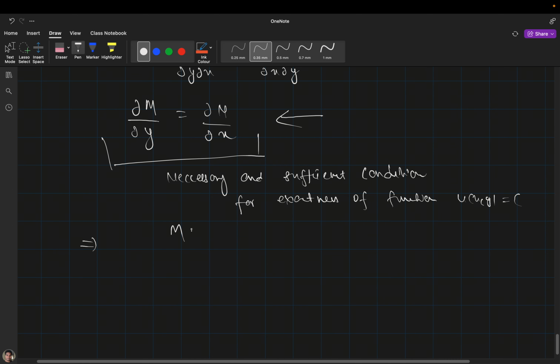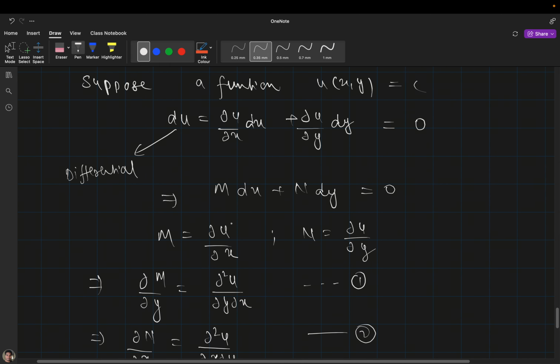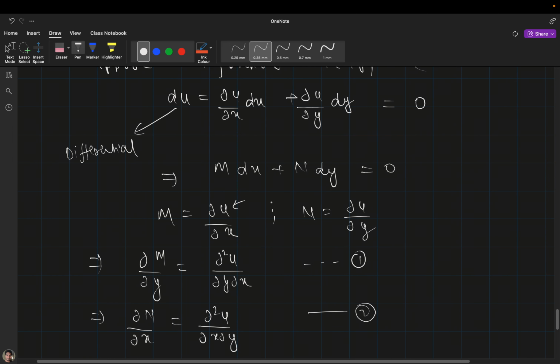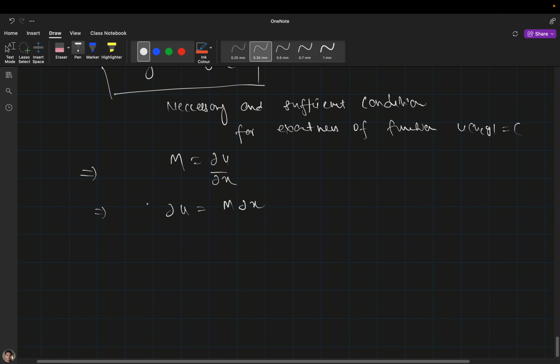I know from earlier that M equals del u by del x, because at the place of M only, I have assumed it is del u by del x. And you have to solve for u. Then what will you do? You will write like this. Okay. Integrate both sides.